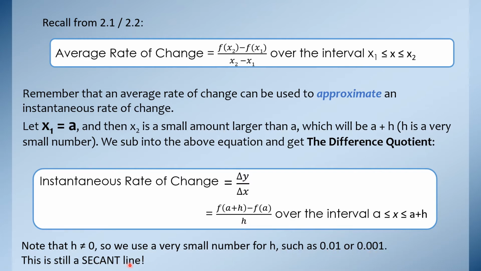It's still a secant line because technically we're still on that original curve. We have 2 points on a curve and we're finding the line, the slope of the line that connects them. So that is still a secant line. So it's not a perfect instantaneous rate of change. We will get there later in this chapter, but right now we're getting closer.